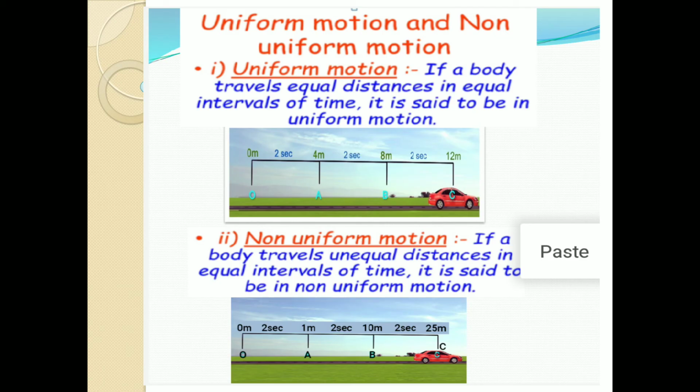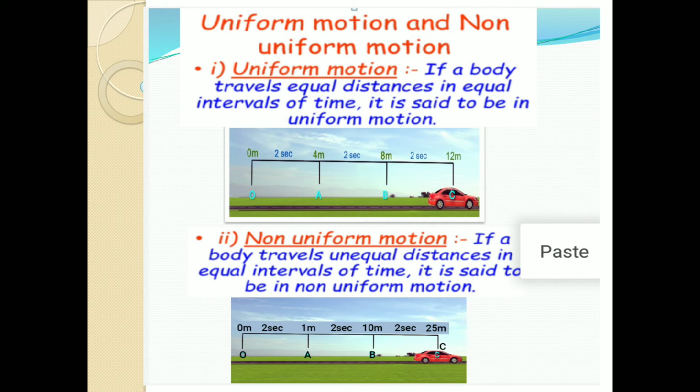Next is uniform and non-uniform motion. All kinds of motion we have categorized into two types: one is uniform and the second is non-uniform motion. Uniform motion means an object travels equal distances in equal intervals of time. Then the object is said to be in uniform motion.